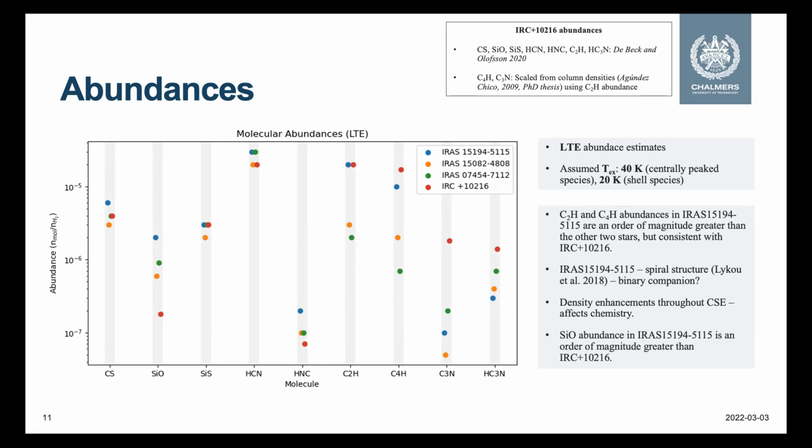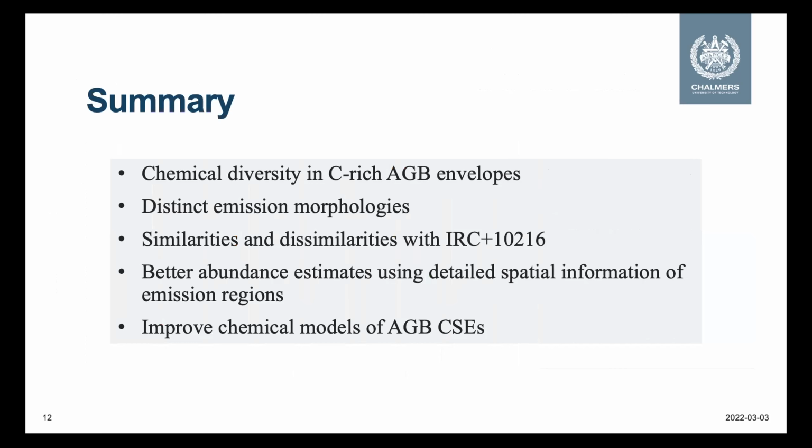And then we see trends in SiO, etc., which is also an order of magnitude greater than in IRC+10216. So overall, to conclude, what it says is that the carbon stars are more diverse than just IRC+10216. There are differences. Even from the very preliminary estimates, we see differences and also similarities in the chemistry, in the abundances, and in where each molecule occurs in the circumstellar envelope.